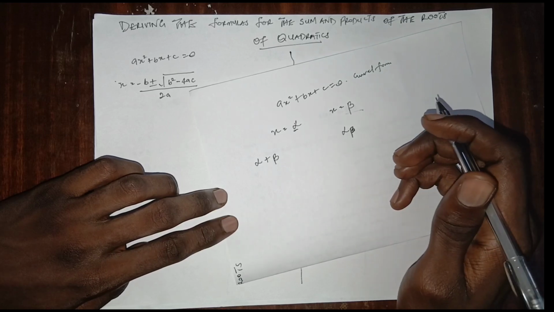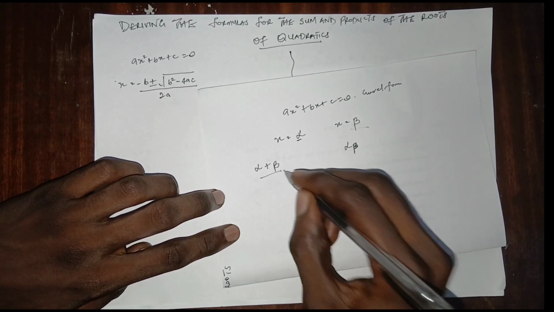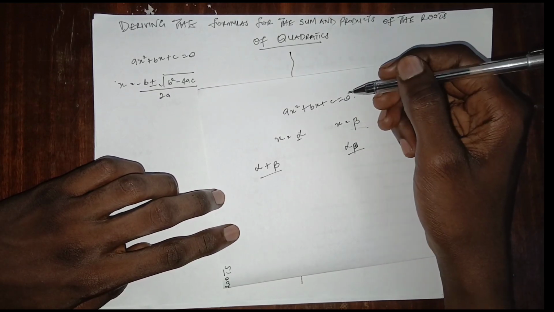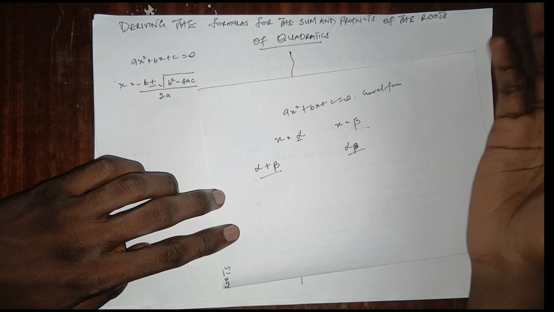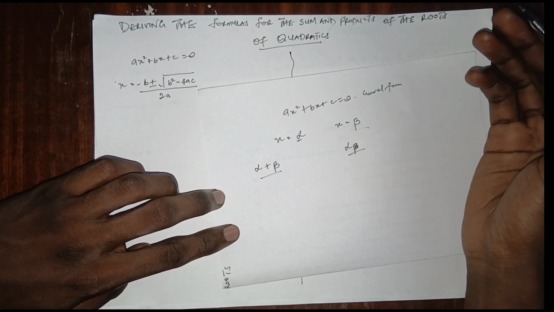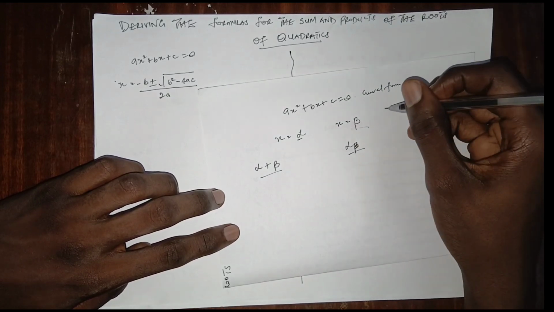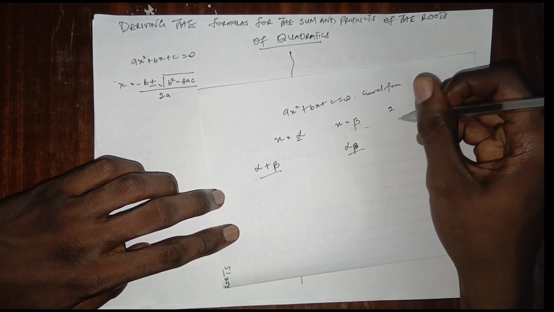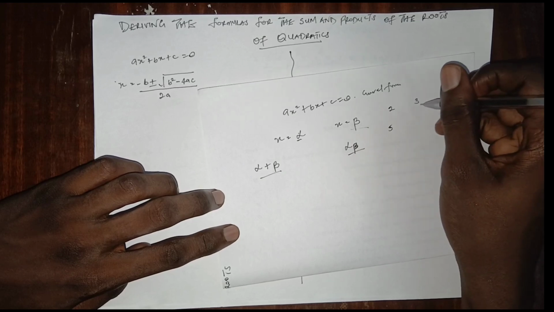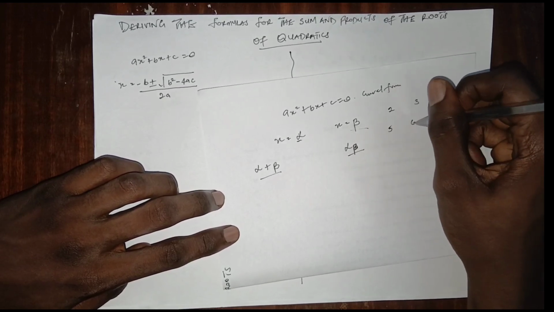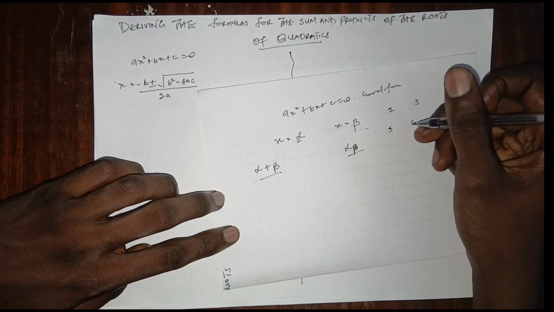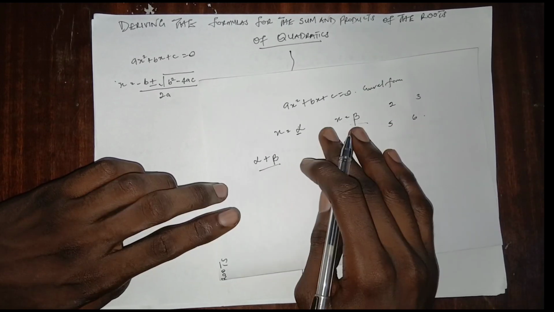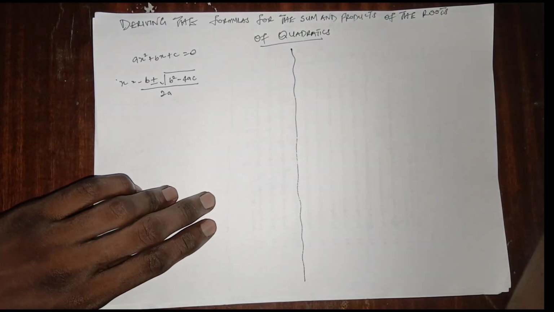Then how can we find the sum of those roots and the product of the roots without calculating the actual roots, whether through the factorization method, the formula, or even completing the square method? For example, if you have two roots, 2 and 3, the sum here will be 5 and the product will be 6, right? How do you find these two values, the sum and product, without solving for the actual roots? So there are formulas for it, which we're going to be looking at in this video.